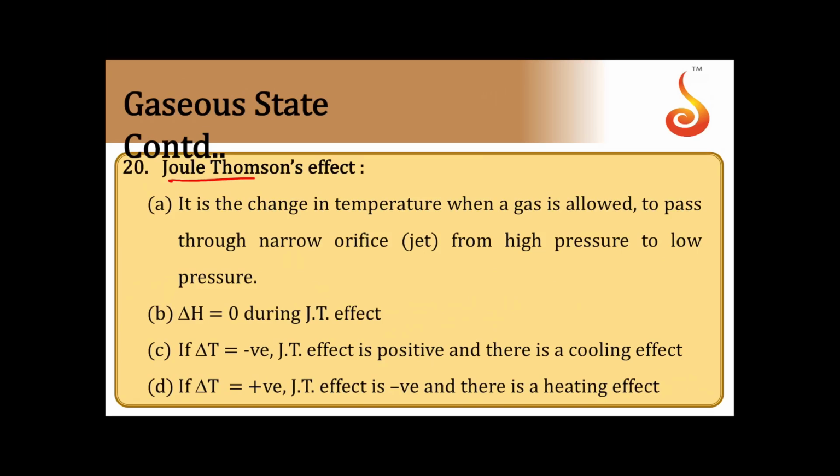Then comes the Joule-Thomson effect. It is a change in temperature when a gas is allowed to pass through a narrow orifice from high pressure to low pressure. For example, under adiabatic conditions, if you allow the gas to expand from higher pressure to low pressure, we can observe a decrease of the temperature.